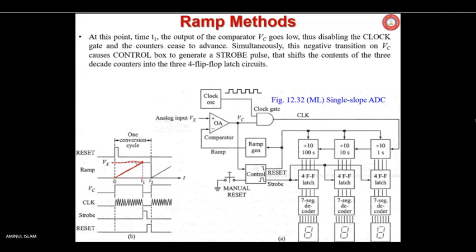When T1 is reached, the ramp value is reaching Vx, and this will fall. Hence no clock will go, and it will stop counting. Its output is driving these flip-flops, and these flip-flops are driving the 7-segment decoder, and then finally the digital value is displayed here.